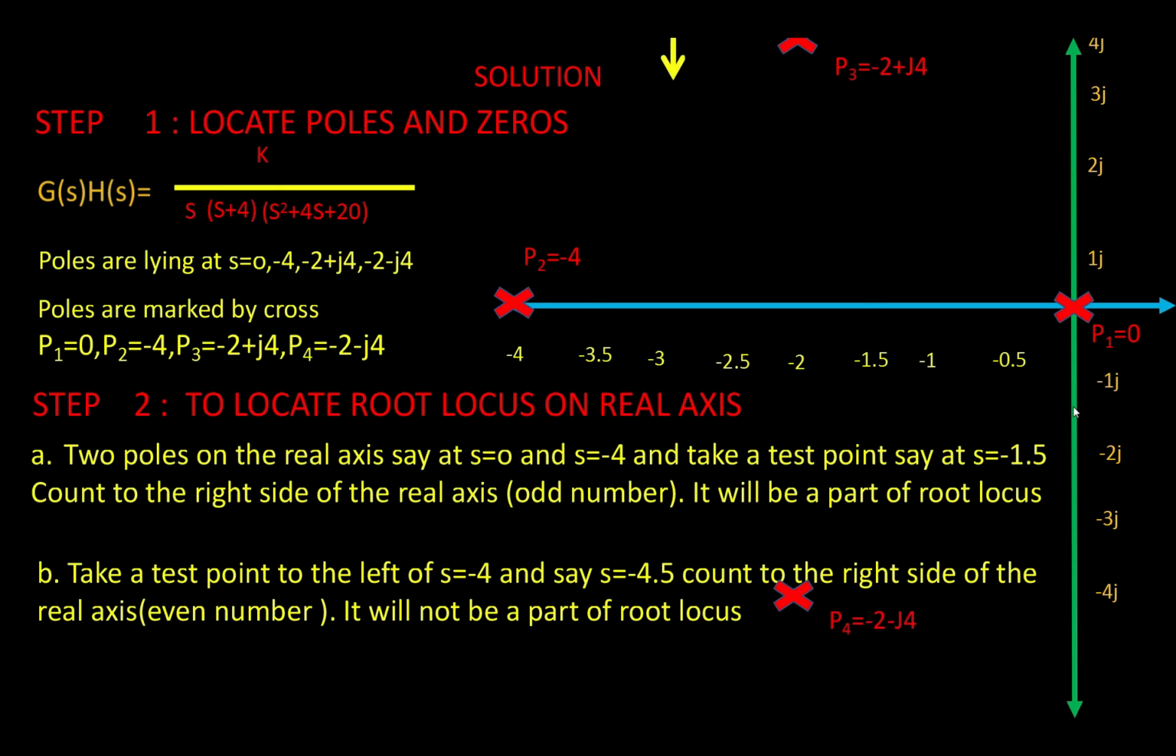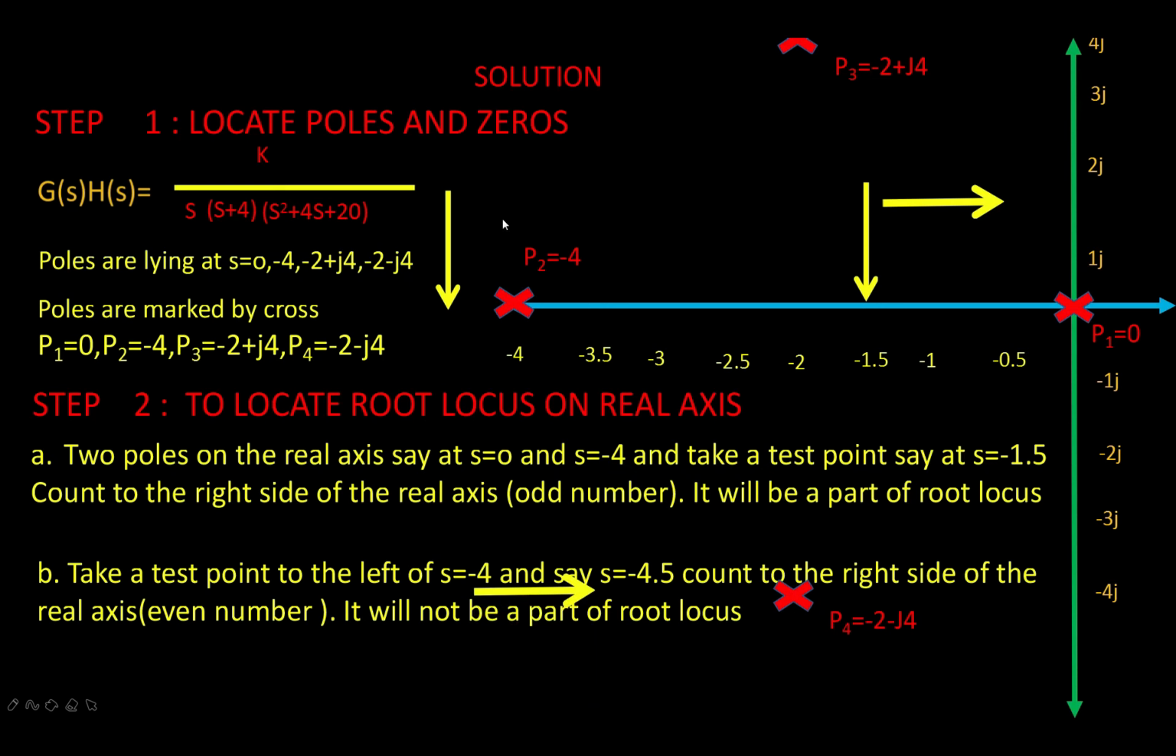Third step, before that, we are going to find out how to locate the root locus on the real axis. Take any one test point between these two poles, from 0 to minus 4. I have taken a test point s equal to minus 1.5 between 0 and minus 4. Now we'll count to the right side of this value and check how many poles we have. We have only one pole. For the root locus on the real axis the count should always be an odd number. So it will be part of the root locus on the real axis.